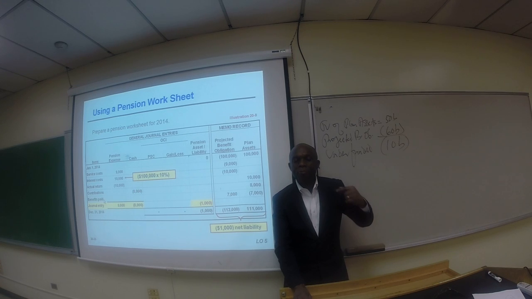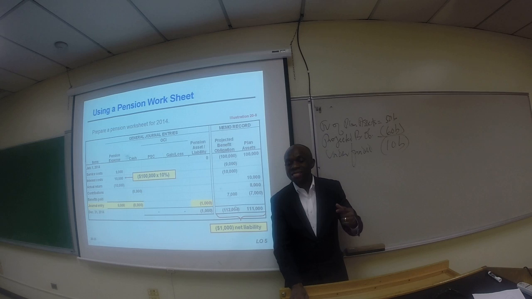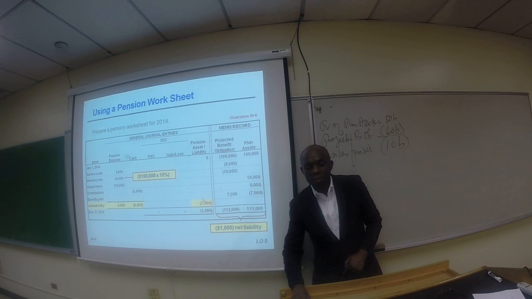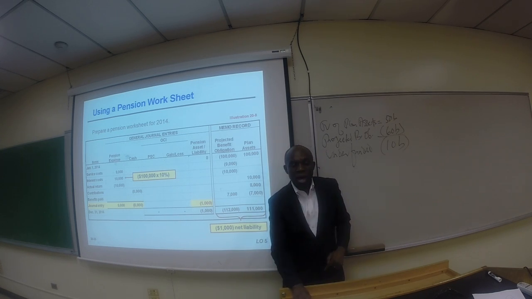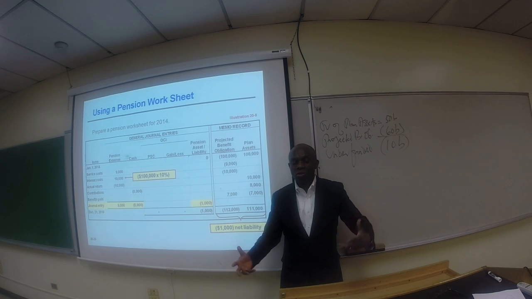Now the benefit paid to retirees this year is $7,000. So that $7,000 obviously decreases our projected benefit obligation. All right, and then that $7,000 also decreases our plan asset. So take a look at what happened here. If you add up all the expense, you have $9,000. The cash that we covered is $8,000. So we have a liability here because we covered $8,000. Our pension expense is $9,000.